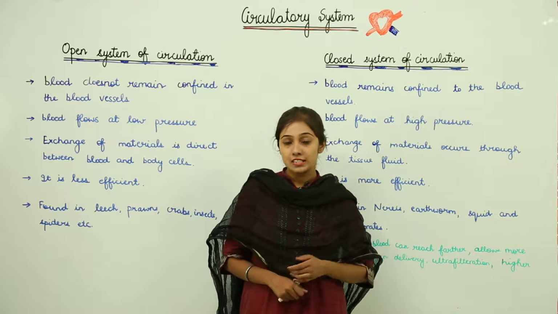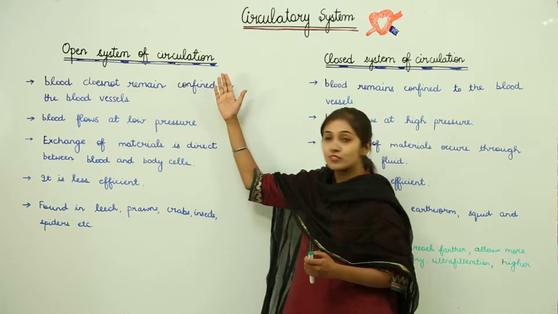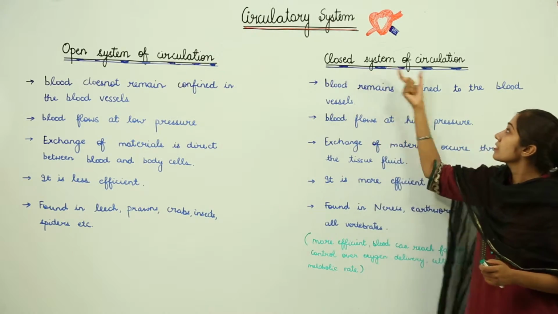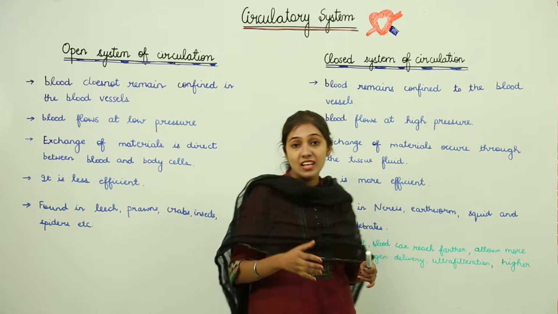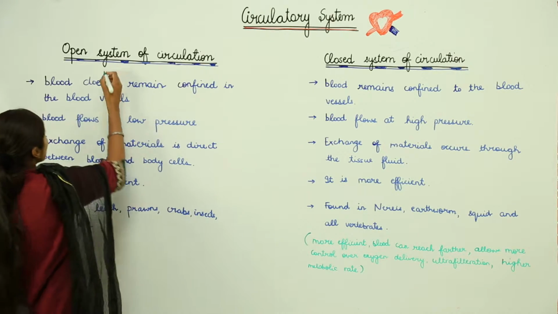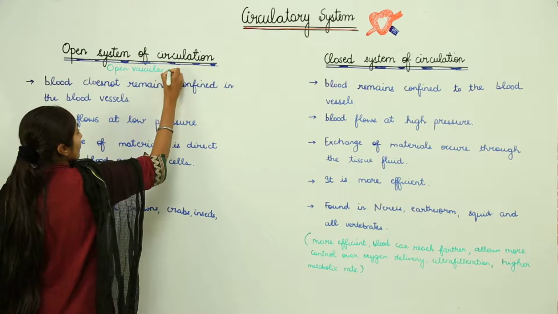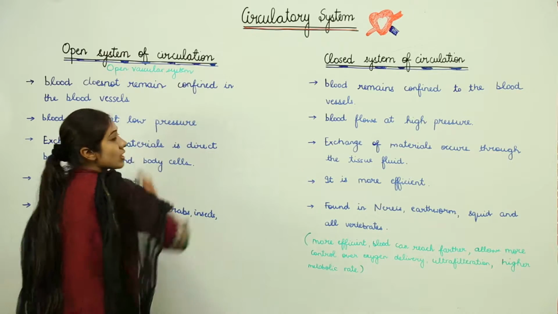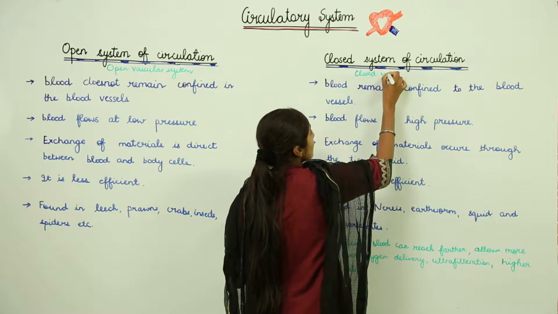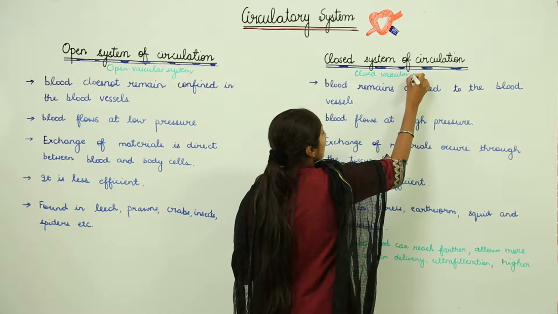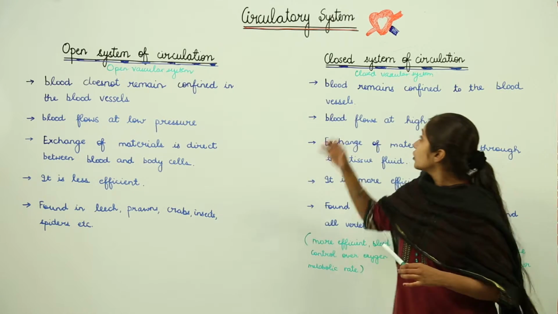We can have two systems of circulation of blood: an open system of circulation and a closed system of circulation. The open system of circulation is also known as the open vascular system, and the closed system of circulation can also be called the closed vascular system. Now, what are the differences, and what are the advantages of the closed vascular system?